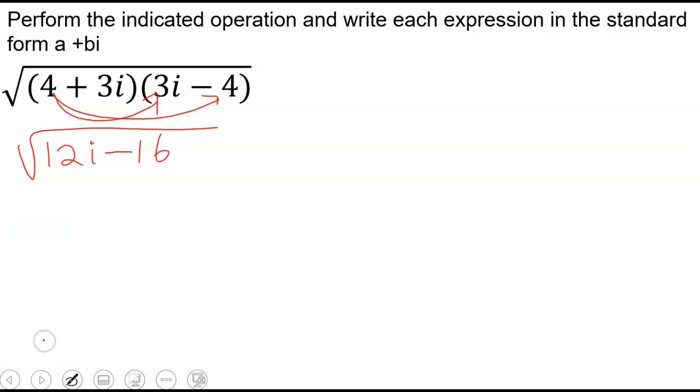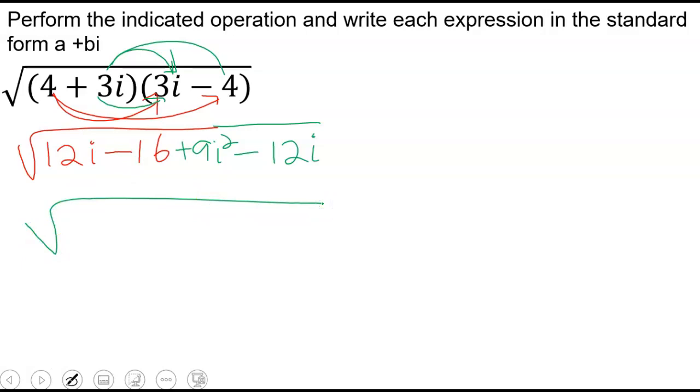And then we have this, or rather I will do it this way. So that's 3 times 3 is 9, positive 9i squared. And then that will be negative 12i, all under the square root. And then we can collect like terms. So we have 12i and negative 12i. Positive and negative cancel each other.